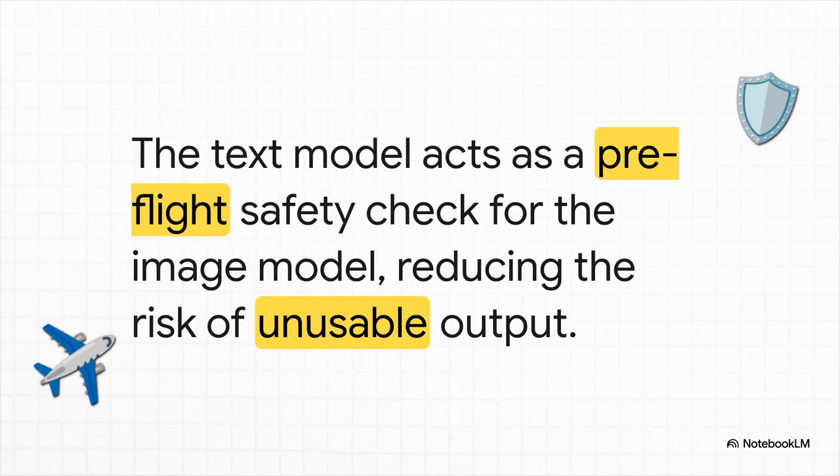And there's a great metaphor for this. You're basically using the text-generating AI as a pre-flight safety check for the image-generating AI. The prompt explicitly orders the text model to create a description that is wholesome, inclusive, and basically guaranteed to pass all the safety filters. This just massively reduces the risk of anything inappropriate ever being created.